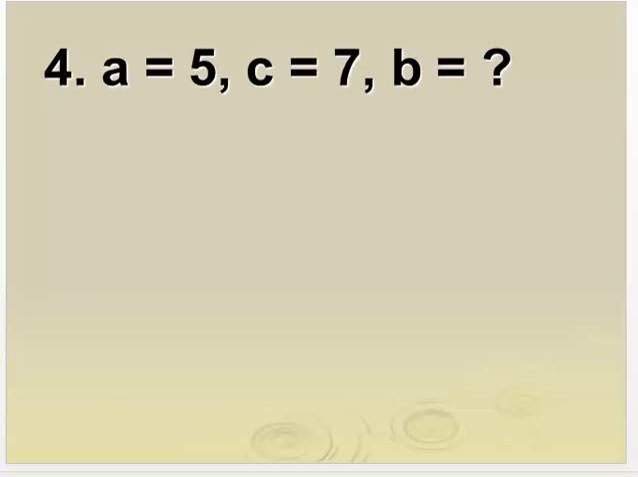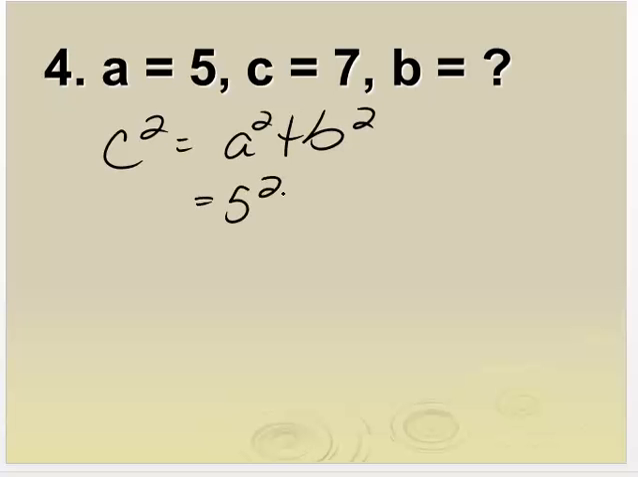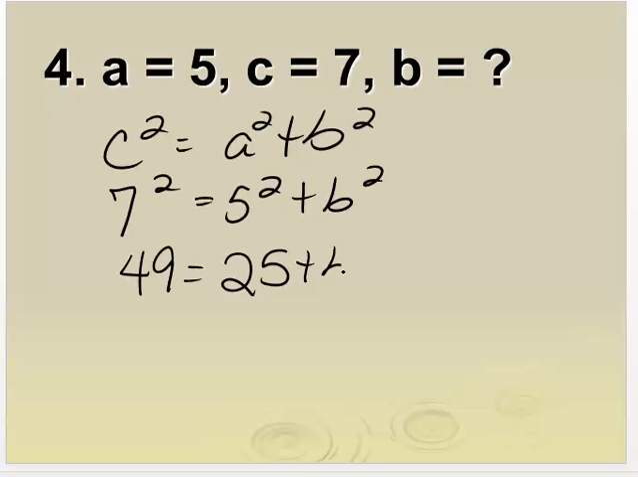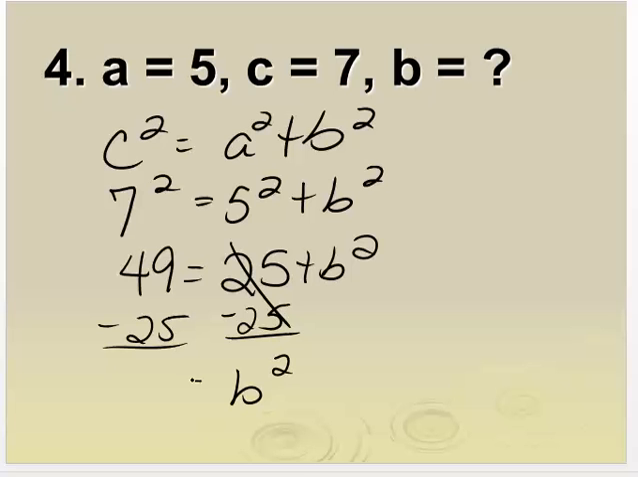Example 4, plugging in to c squared equals a squared plus b squared. A is 5, c is 7, and b is what we're trying to find. Then we're going to solve 7 squared. 7 times 7 is 49. 5 squared. 5 times 5 is 25. We're going to get b squared by itself by subtracting the 25. So b squared equals 24. To undo a squared, we'll do the square root of both sides. And b is going to equal what we get when we do the square root of 24.